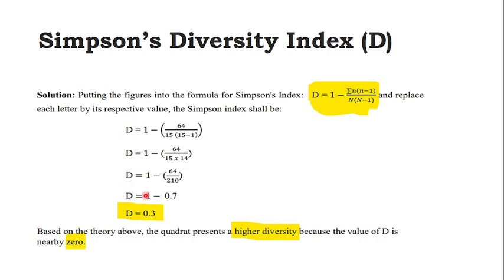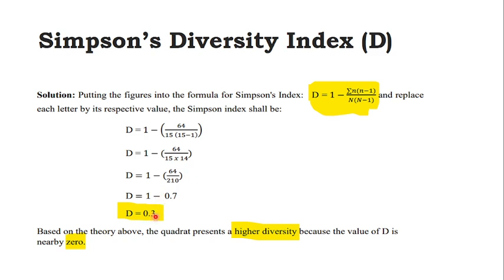Now you will calculate. PCBs and MCBs, you should know mathematics at least, subsidiary mathematics at least. Now D, which is the Simpson Diversity Index, is 0.3. Very good, very easy. So now you should make the interpretation.